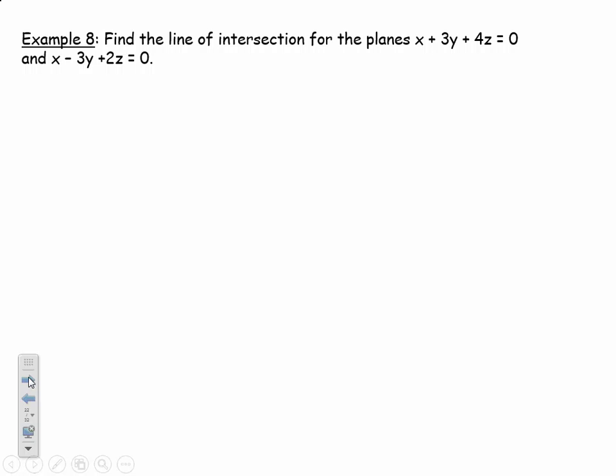Set them equal to each other. We're not going to set them equal to each other. Just add them. Find common points. I mean, kind of. We're going to eliminate a variable so that we can write it in terms of another, so that we can write our parametric equation.